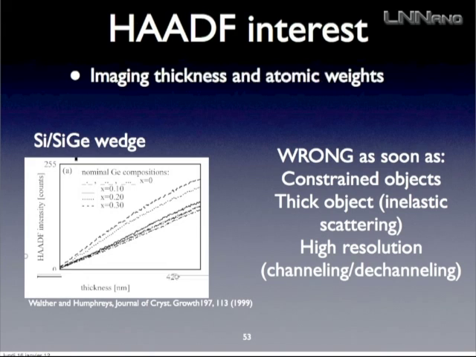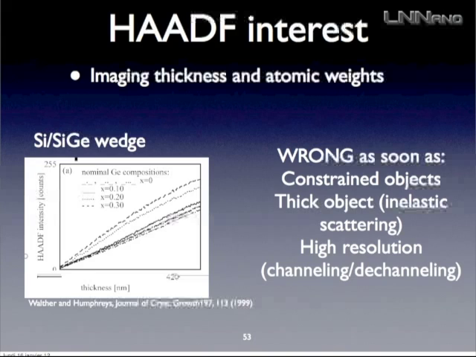So you start here with pure silicon, and then you increase the content of germanium, okay? And germanium is heavier than silicon. So at a given thickness, for a small percentage of germanium, you have less intensity than for a large one. And in fact, it can be shown that the change in HADF signal is kind of proportional to the stoichiometry.